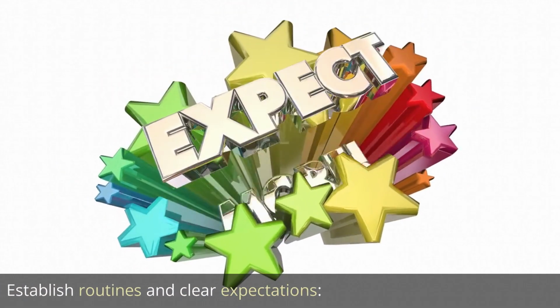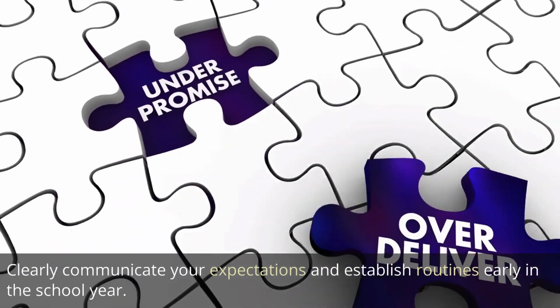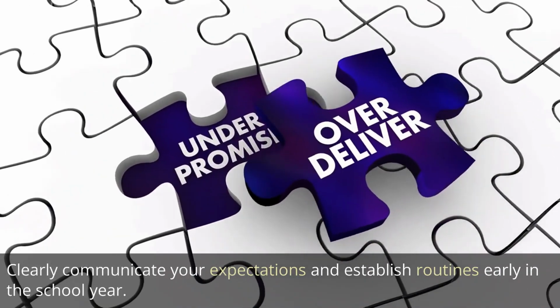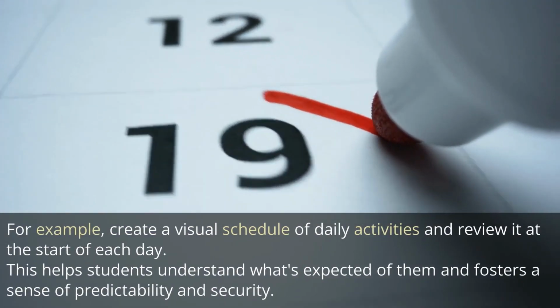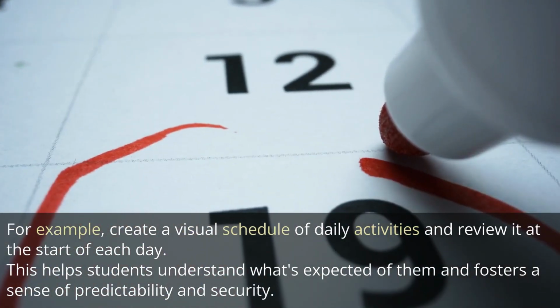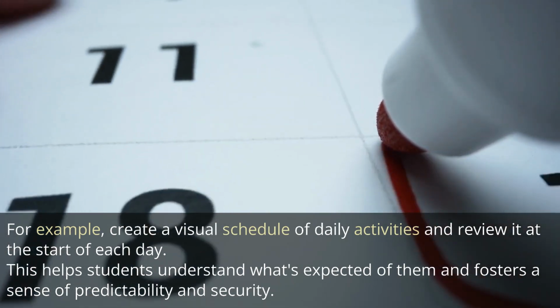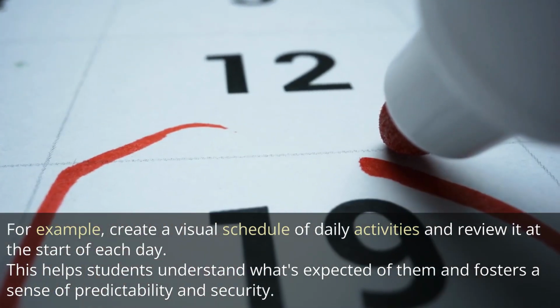Establish routines and clear expectations. Clearly communicate your expectations and establish routines early in the school year. For example, create a visual schedule of daily activities and review it at the start of each day. This helps students understand what's expected of them and fosters a sense of predictability and security.